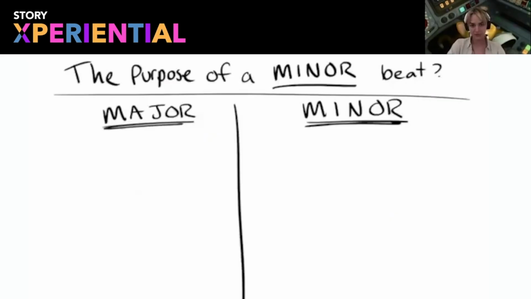So how do we come up with our minor beats? First, write down all of your ideas. Then take a look at each one of them and ask yourself if it fits with the story you are telling. So what's the purpose of a minor beat?